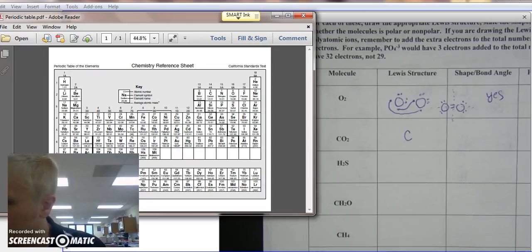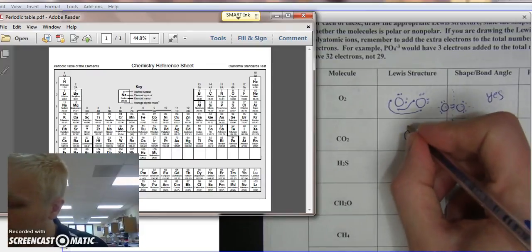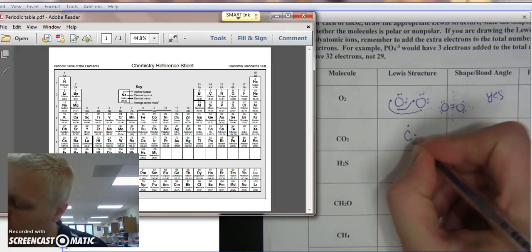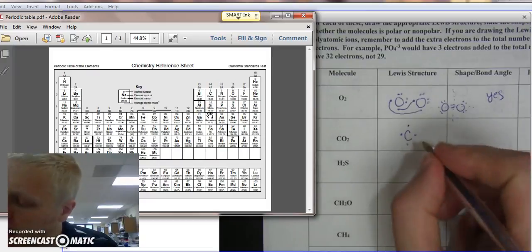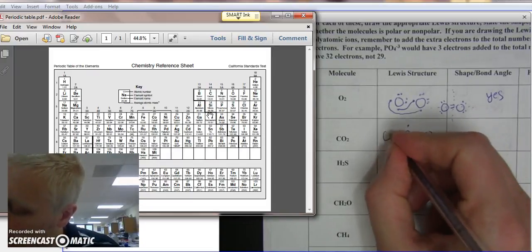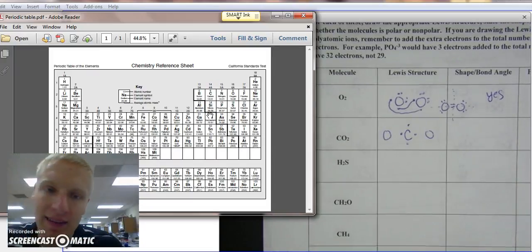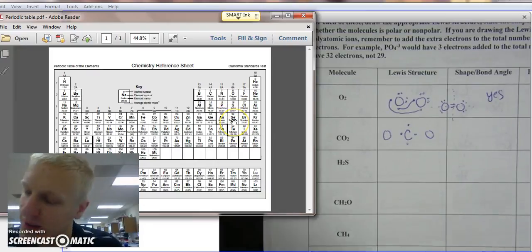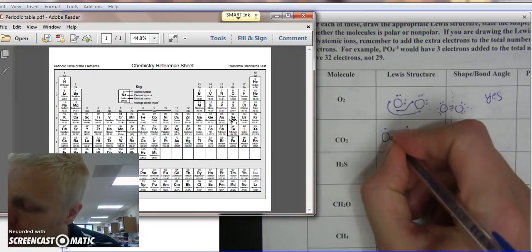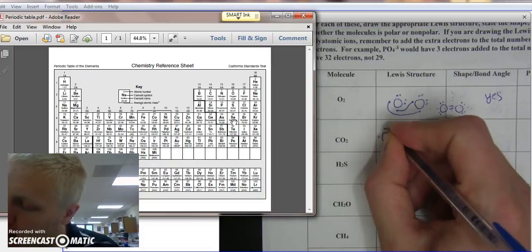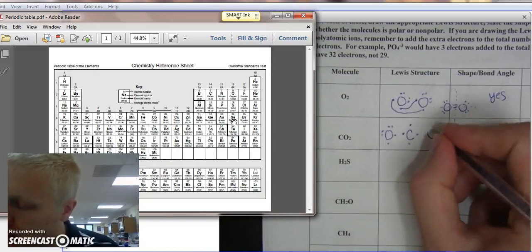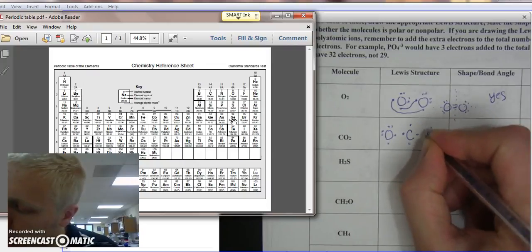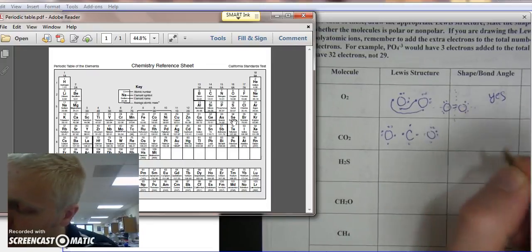Alright, carbon is in the center, and it has 4 outer electrons because it's in column 4A or 14. And oxygen, I'm going to put 1 on each side because usually symmetry happens. And this guy has 6A, so it's 6 outer electrons. 1, 2, 3, 4, 5, and I'm going to put the 6th one over there so the picture will look prettier. 1, 2, 3, 4, 5, 6.